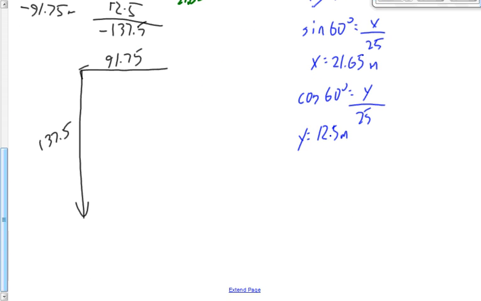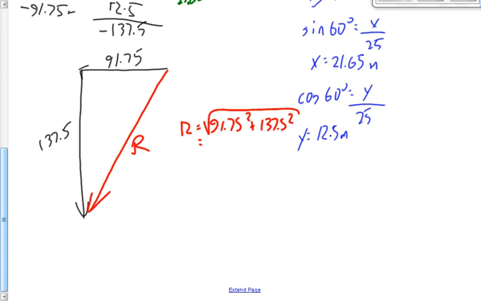My resultant will once again be drawn from start to finish. And I'm going to find my resultant by saying the square root of 91.75 squared plus 137.5 squared. And what was that, 156? 165? Does that make sense?